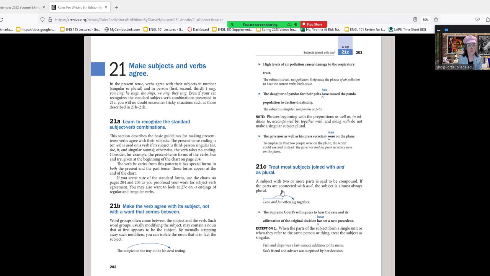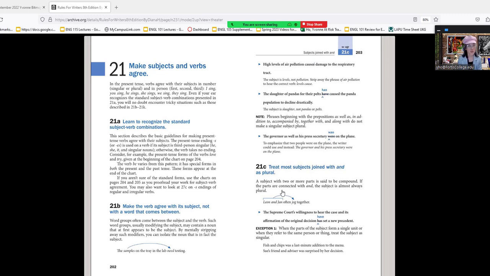This section describes the basic guidelines for making present tense verbs agree with their subjects. The present tense ending s or es is used on a verb if its subject is third person singular, he, she, it, and singular nouns. Otherwise, the verb takes no ending. Consider, for example, the present tense form of the verbs love and try given at the beginning of the chart on page 204. The verb be varies from this pattern.